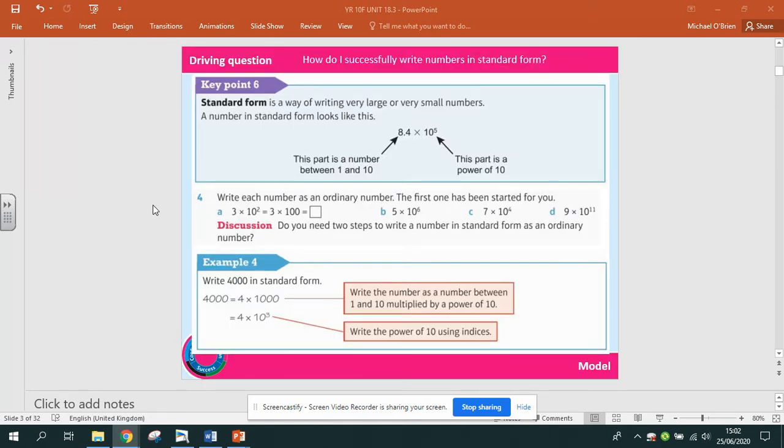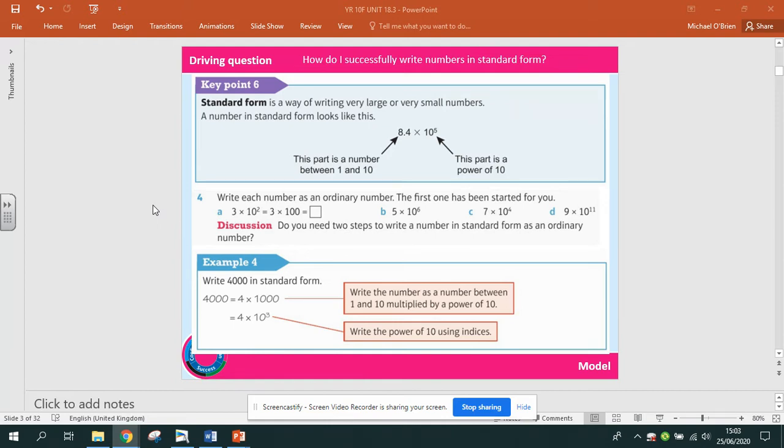Okay, so now we're going to actually look at what standard form looks like. A number in standard form has got two parts. The first part is always a number between 1 and 10, so it can't start 0 point, it can't start 10 point. It will be between 1.0 and 9.9, followed by a multiply sign and a power of 10.